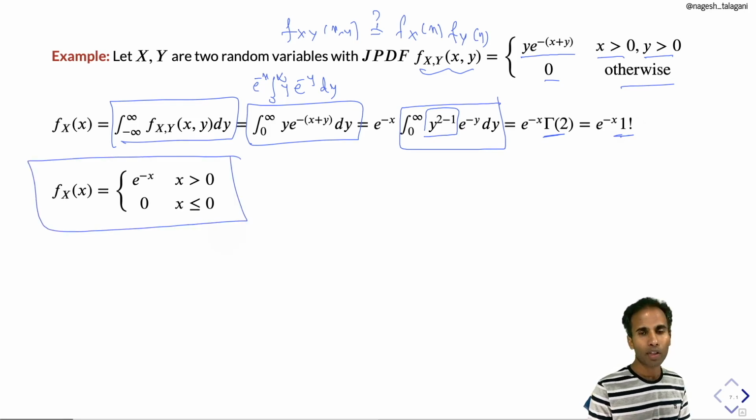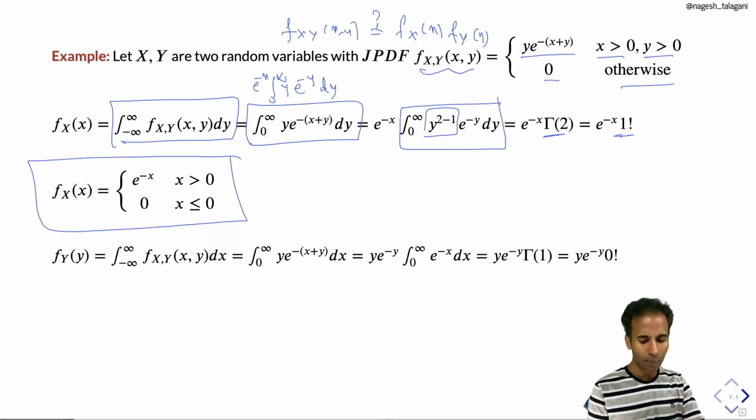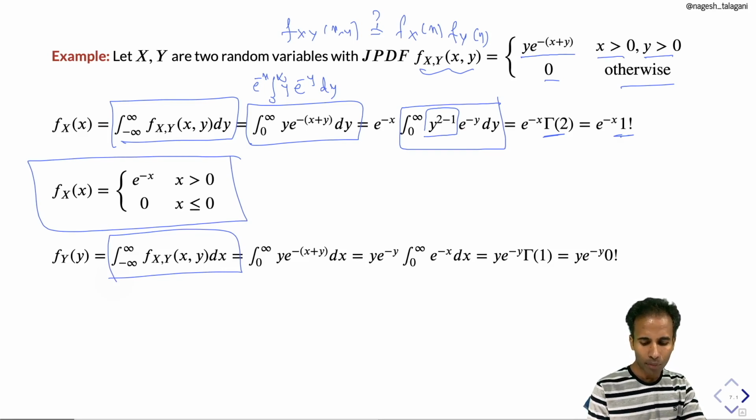Now let us find out the PDF of Y. How do you get the PDF of Y? Integrating joint PDF with respect to x. Okay. Here x limit is going to be 0 to infinity. So we are integrating joint PDF y times e power minus (x plus y) with respect to x from 0 to infinity. Here we can write y e power minus y outside.